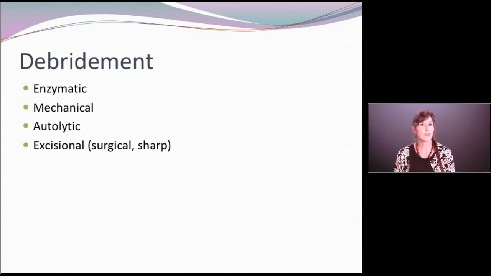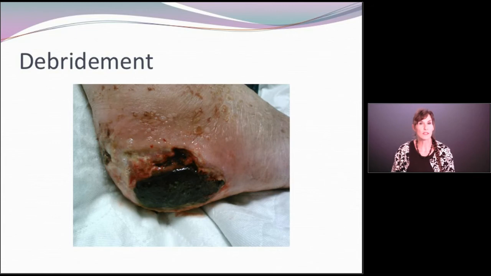There is also excisional, and for some of us clinicians that are trained to do this, this would involve either surgical or sharp debridement using sterile instruments, scalpel, forceps, scissors, to really go in there and actually remove that tissue from the wound. That's probably one of the fastest ways to perform debridement, but it may not be practical in every setting.